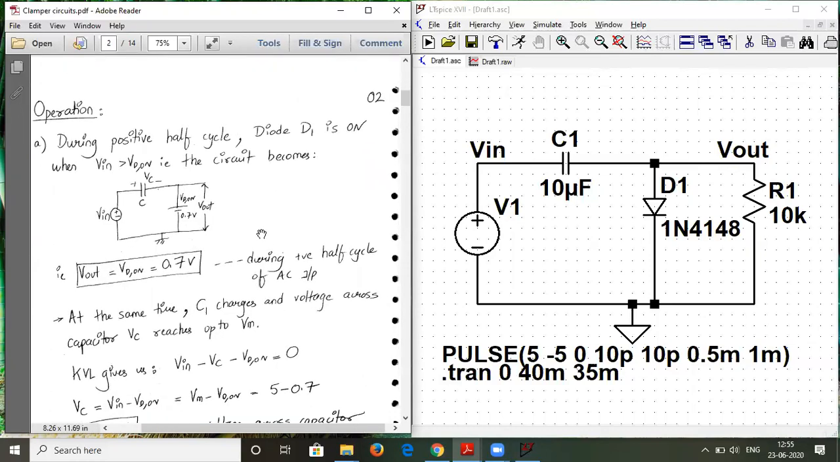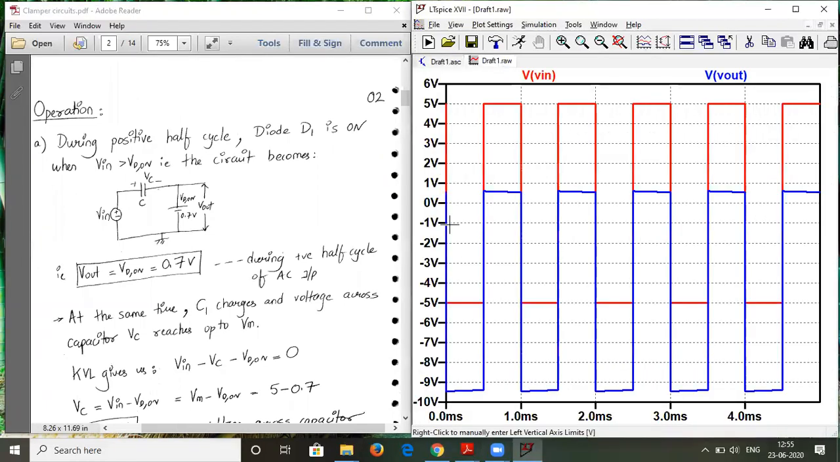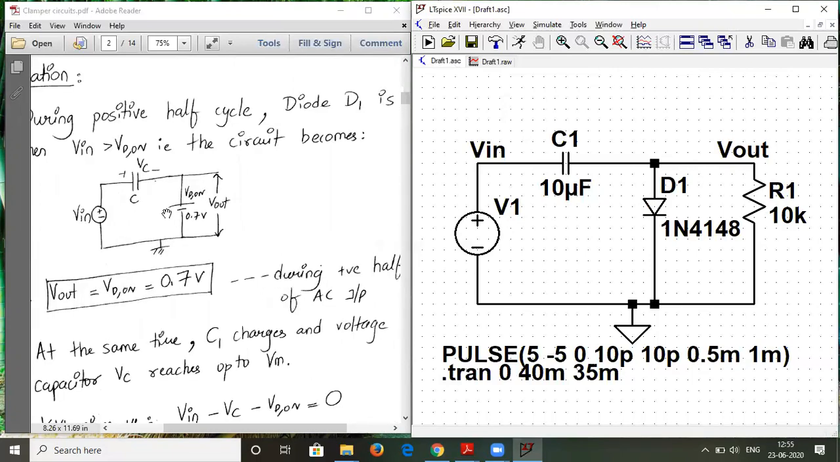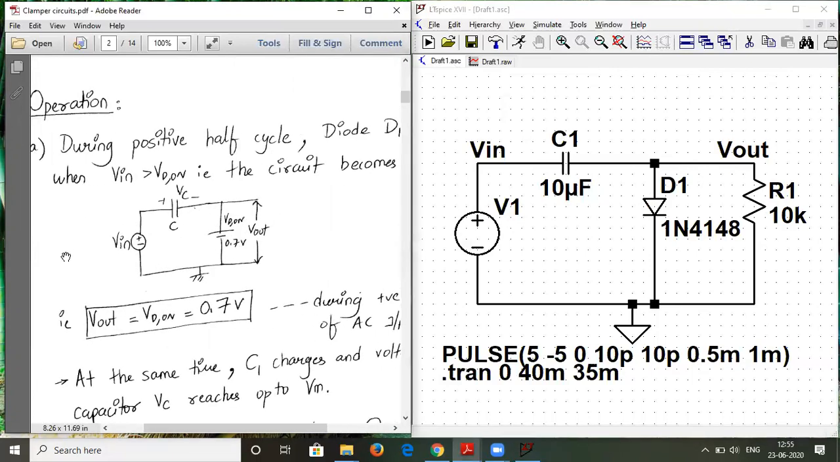First, we'll go to the operation in the positive half cycle. What do we mean by positive half cycle? The positive half cycle is the one in which the input waveform is above the zero reference, and below the zero reference it is called a negative half cycle. That is what is meant by positive and negative half cycle with respect to these waveforms. During the positive half cycle, this diode will be on only when V in exceeds VD on. Whenever V in exceeds VD on, the diode is on and the circuit will become something like this.